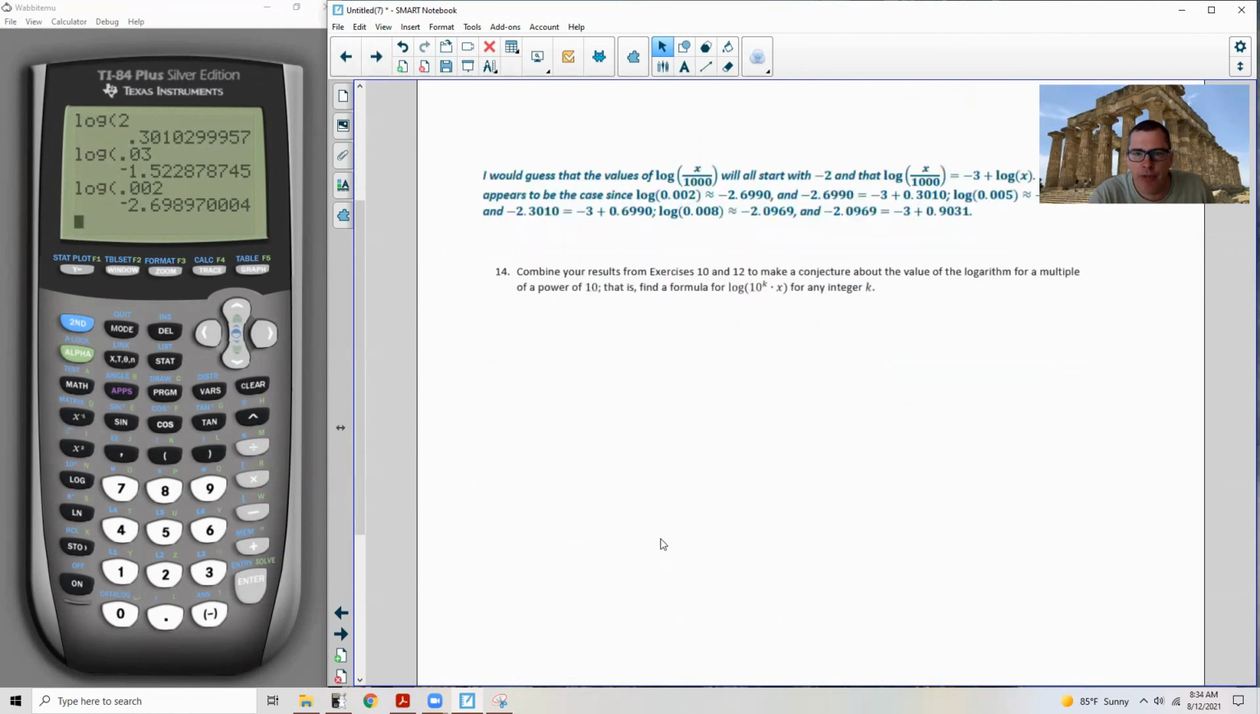Okay. And now number 14 says to combine your results from exercise 10 through 12 and make a conjecture about the value of the logarithm for a multiple of a power of 10. That is, find the formula for log of 10 to the power of k times some x for any integer k. So that would appear to be that the log of 10 to the k times x equals k plus the log of x. All right, for any integer k.